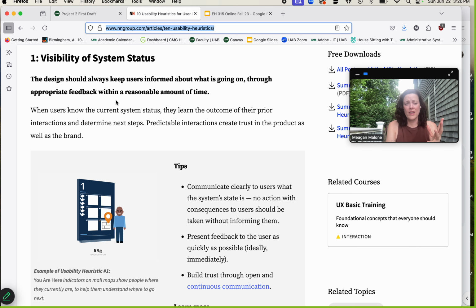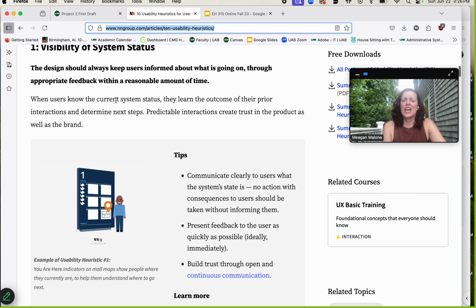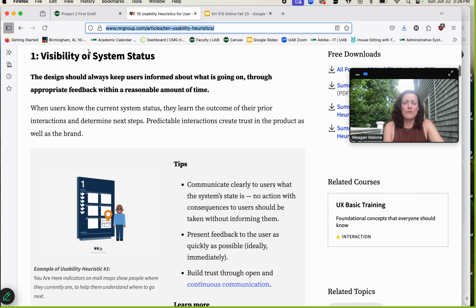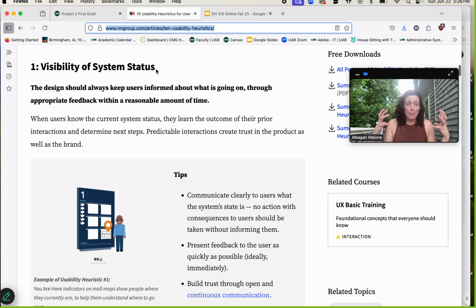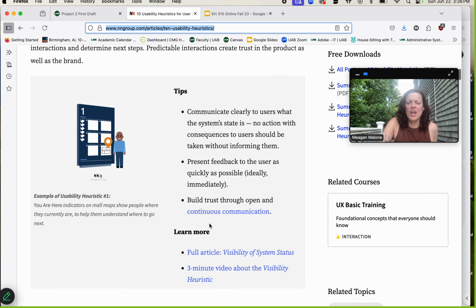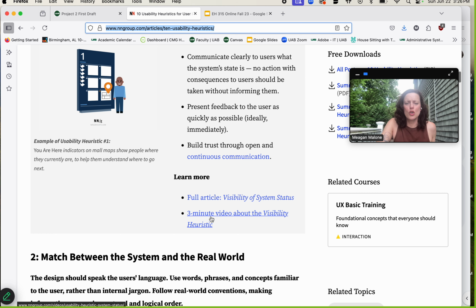Every interface should have a clear understanding, visibly understanding what's happening. Where are you within the process of your experience? Do you understand how to go backwards? Do you understand how to go forwards? This kind of thing. And you can take a quick look at the video that does more explanation.